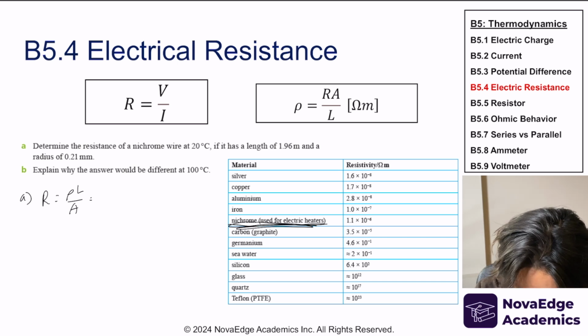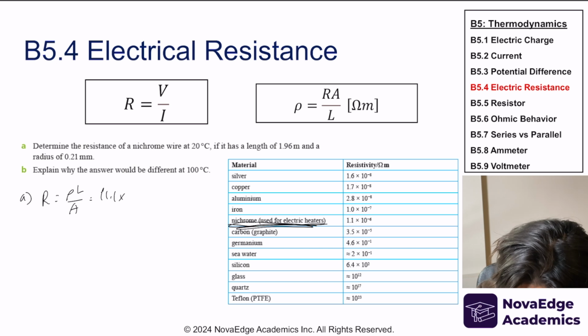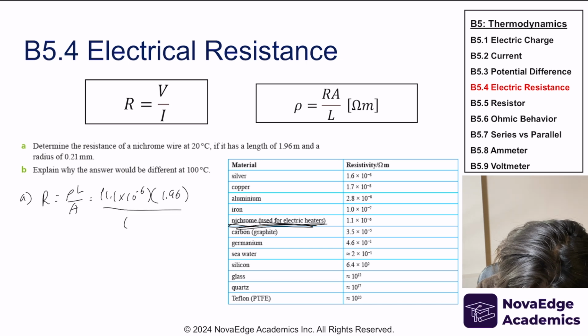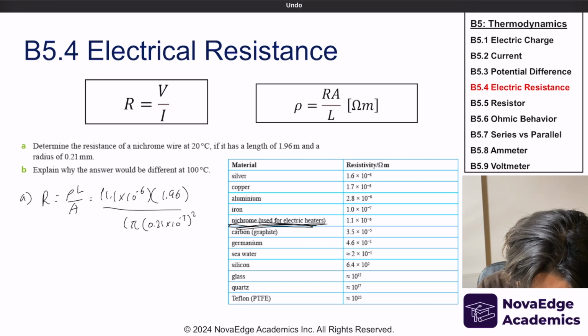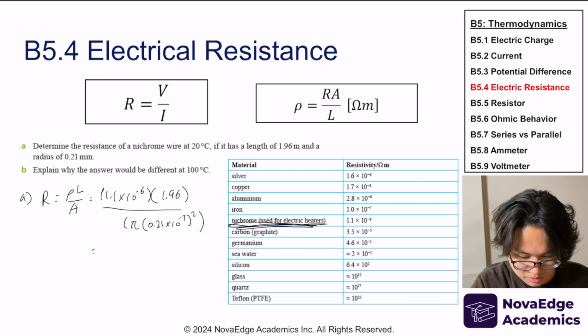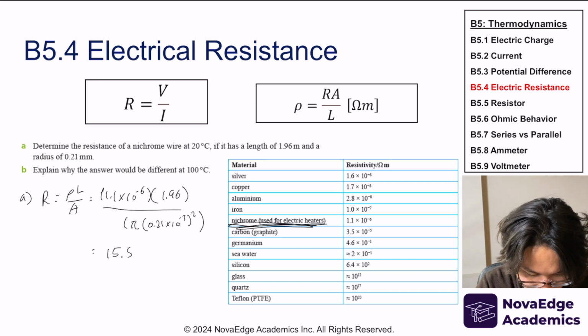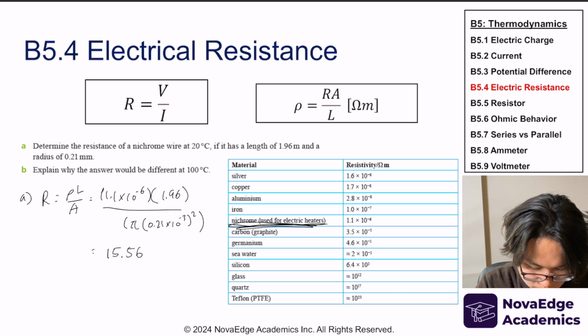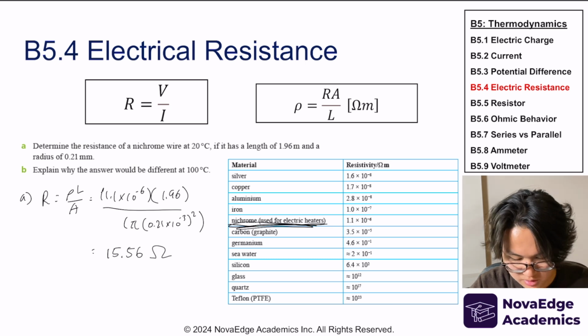So, all right, let's multiply this times its length divided by its area. Well, I need the area, so pi r squared. Pi times this. Okay, so put this in your calculator and see if you get the same thing. That should come out to 15.56 ohm, which looks like that.